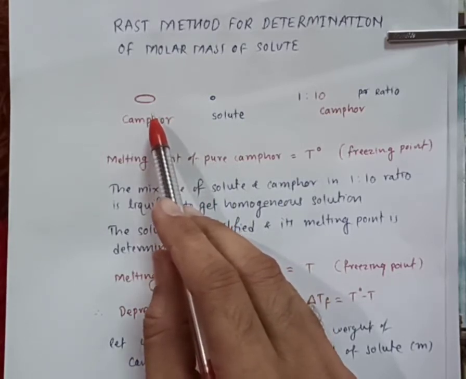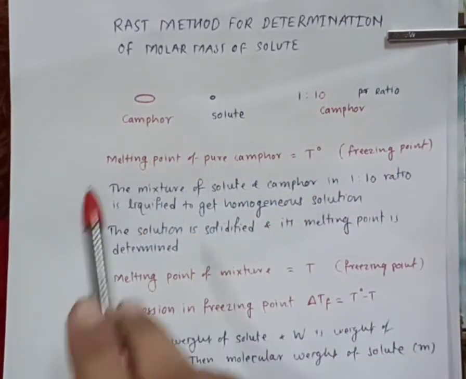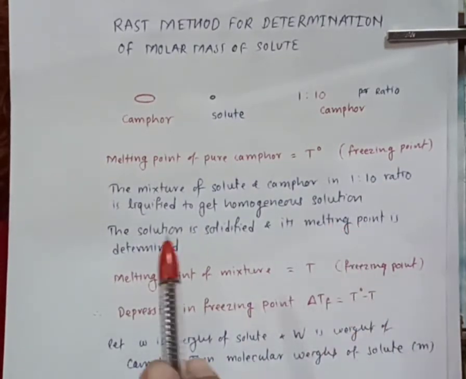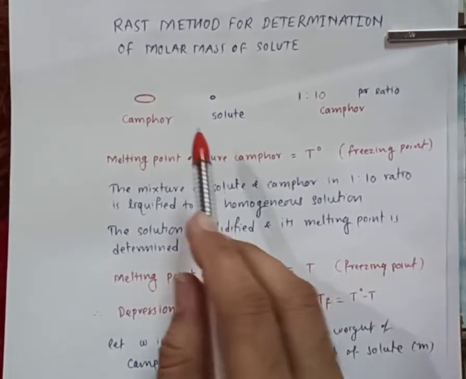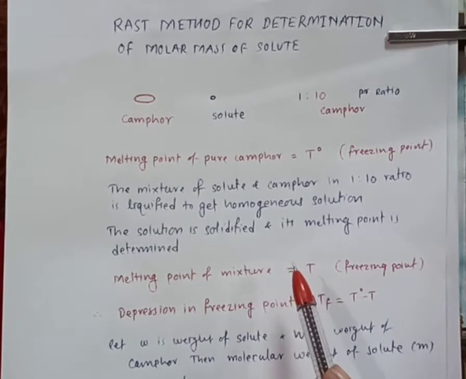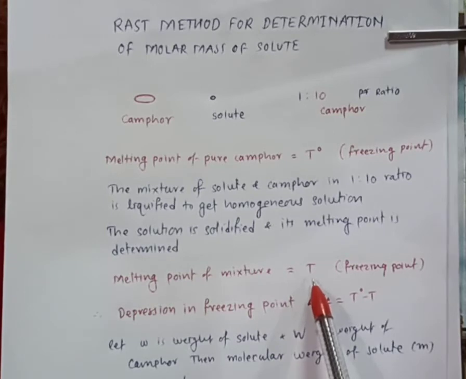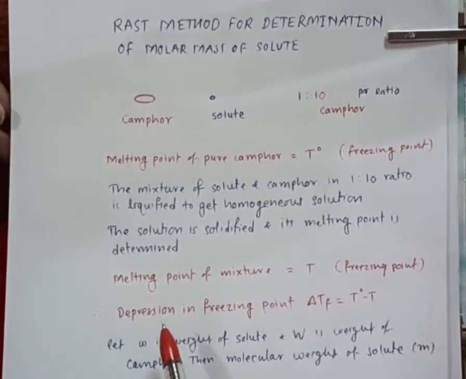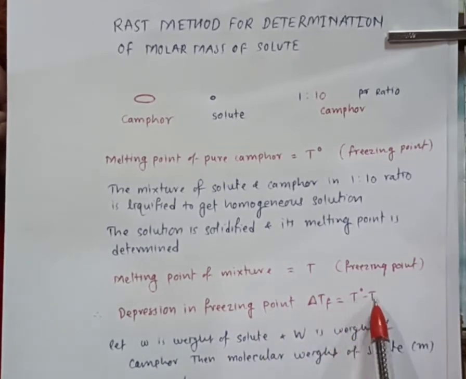Camphor is taken in larger proportion, 1:10 parts, and then that mixture is liquefied to get a homogeneous solution, and this solution is then solidified and its melting point is determined. This is called the mixed melting point of solute and solvent. Let the melting point of the mixture be T. Naturally this T will be smaller than T standard because of depression in freezing point, and that depression in freezing point is denoted by delta Tf, given by T standard minus T.